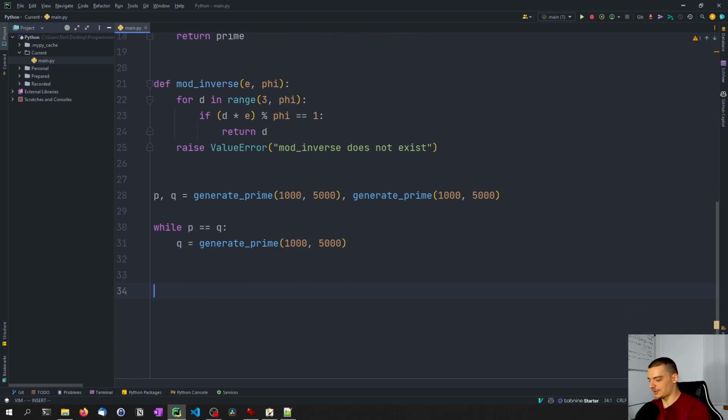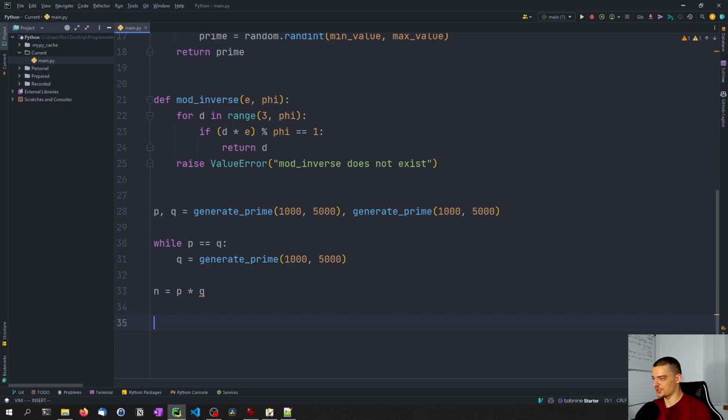And then we want to calculate n, which is just p times q. And for the totient function now, for phi, we're just going to calculate p minus 1 times q minus 1. We don't need to look for anything because we already know that those are two prime numbers, and we know also what these two prime numbers are. So phi of n is just going to be p minus 1 times q minus 1.